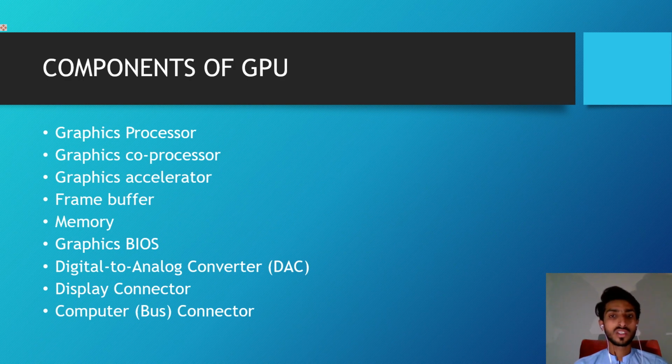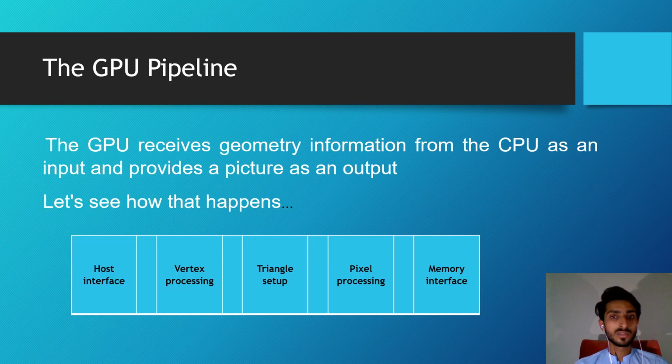Now we see the components of GPUs. Graphic processor, graphic coprocessor, graphic accelerator, frame buffer memory, graphic BIOS, digital to analog converter, display connector, and bus connector. They are the components of GPU.